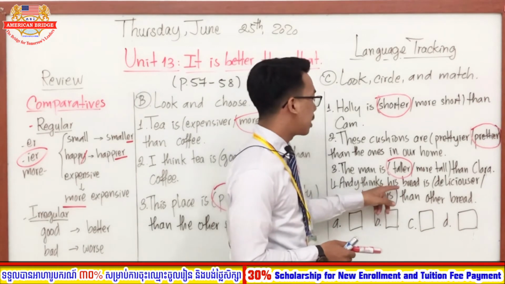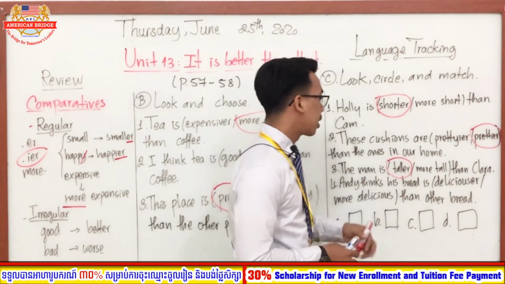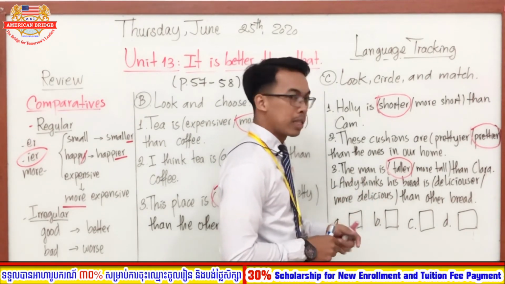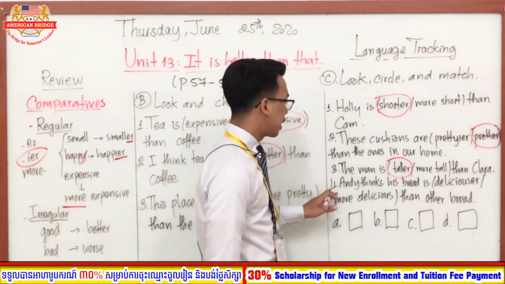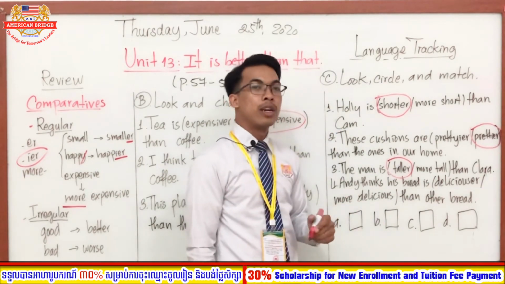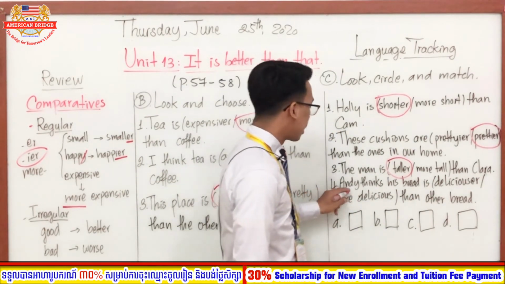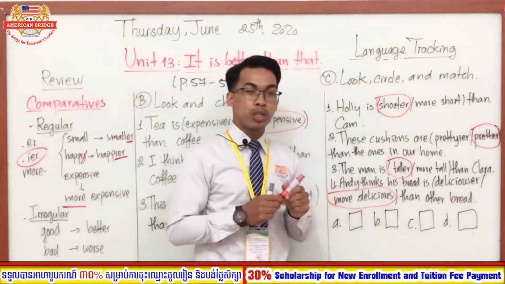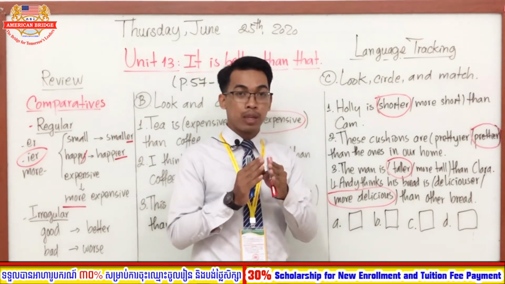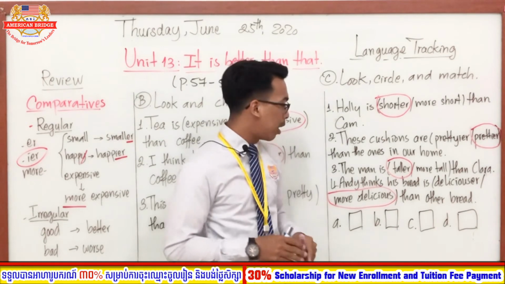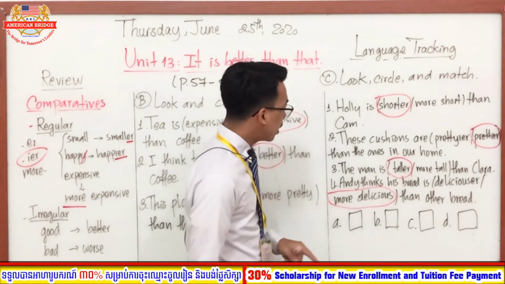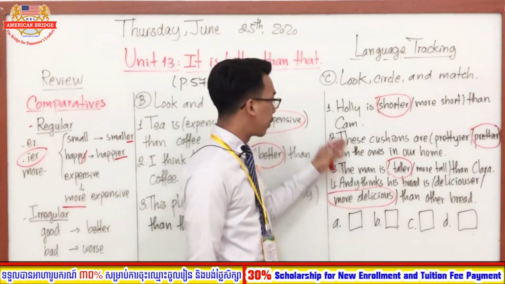Andy thinks his bread is delicious, more delicious than other bread. So which one is the correct answer, everyone? Delicious or more delicious? Very good, more delicious. Why do we choose the second one? Because the word delicious has 3 syllables. So we add more. Right, good. So now this is about the answers for the 4 sentences.